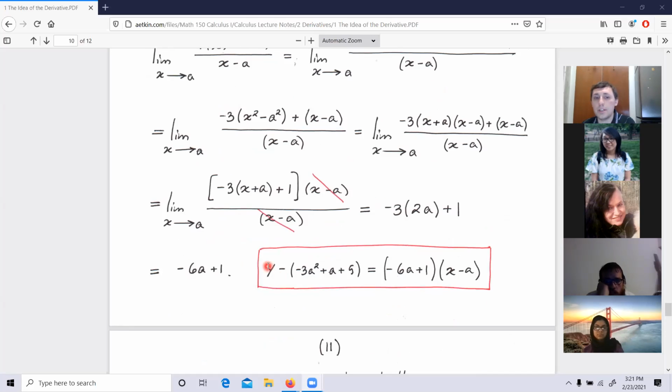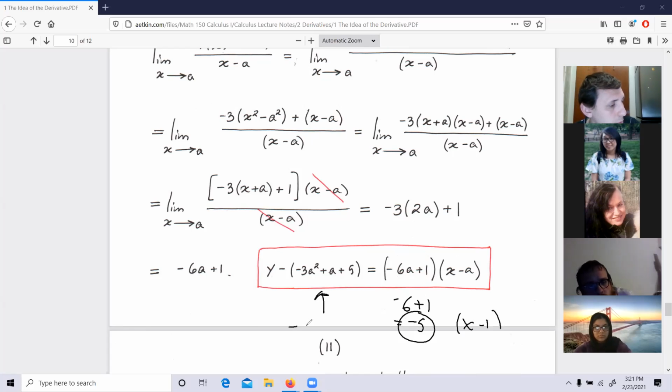And so what's the equation? The equation is y minus the y coordinate, which is written this way, is equal to the slope times x minus a. Now look at it. If a were equal to 1, I can just replace it. If a were equal to 1, it would be -6 plus 1, which is -5. The slope would be -5 at 1, right? And this would be then x minus 1. And here I can plug in 1, so it will be -3 plus 1 plus 5. Right? You understand?